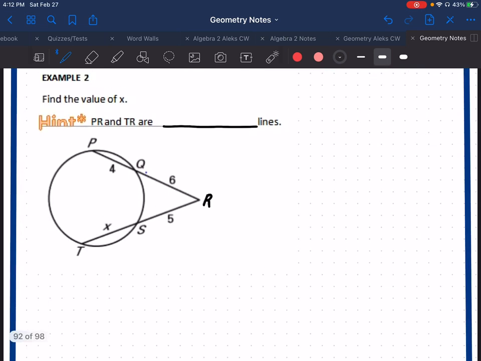All right, let's take a look at an example. Find the value of x. And I've gone ahead and given you a hint here. PR and TR are secant lines. Okay, so I'm going to highlight this just like my theorem up above. I'm going to highlight the exterior part and then the whole thing.